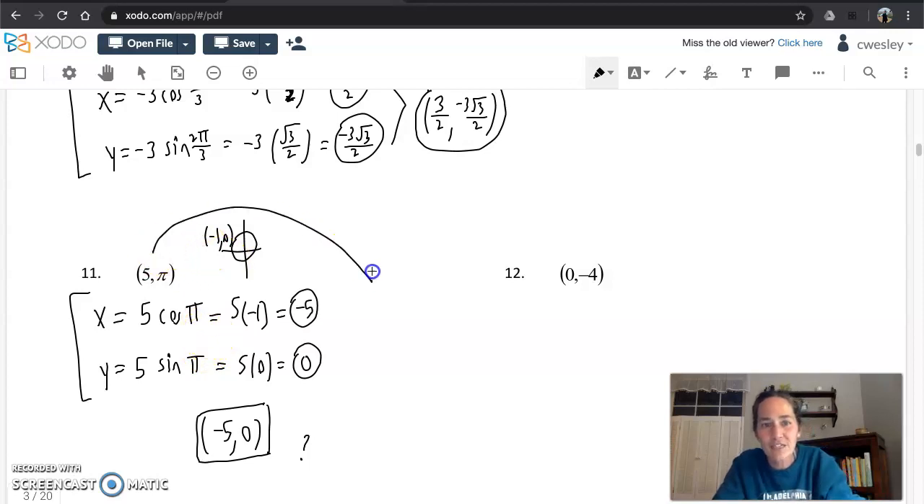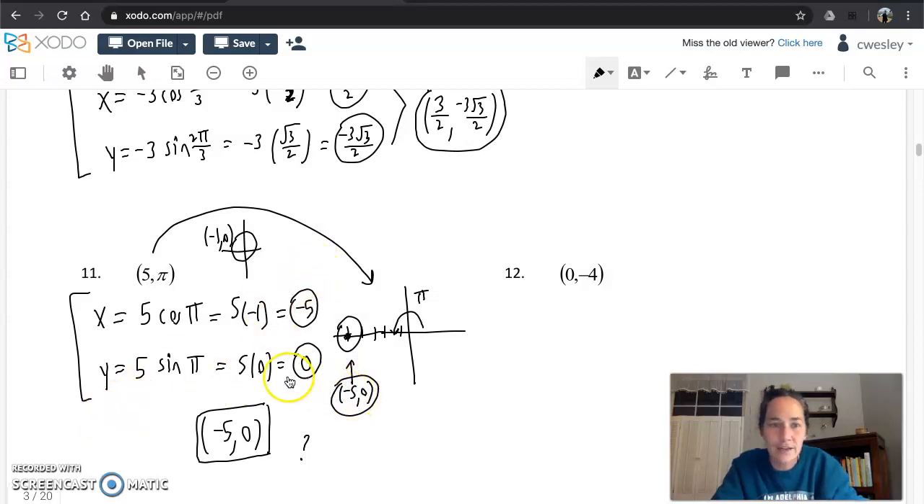If I graph this easy set of polar coordinates, you're going out 5 units, and you're moving an angle of pi. I usually find the angle first. So I'm going 1, 2, 3, 4, 5 this way, plot my dot. I know and trust that that is going to be at (-5, 0). Without showing any of this work, a quick picture of a quadrantal angle can get you straight to the answer.